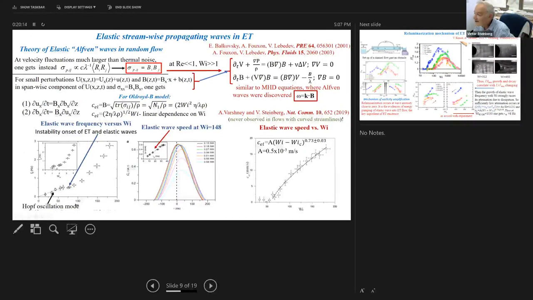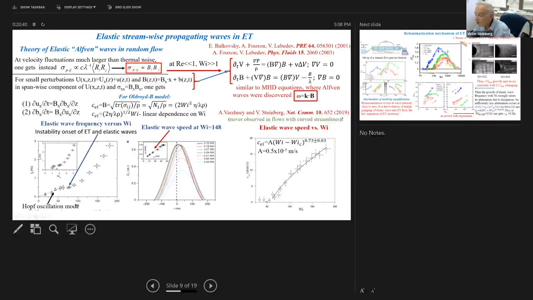Okay, at least I will speak about this. It's a very important observation. We observe these elastic waves. The frequency of elastic waves we measure: this part is above the linear instability, and this Hopf oscillation has linear dependence on Weissenberg, then the transition region, and here a new instability with nonlinear dependence on Weissenberg for this frequency.